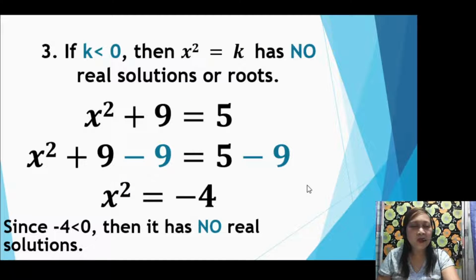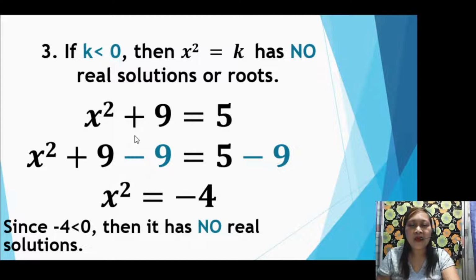Now let's proceed to our third property, which is: if k is less than 0, then x squared is equal to k has no real solutions or roots. So what are numbers less than 0, class? Can you tell me what are the numbers that are less than 0? Yes, the negative numbers. Negative 1, negative 2, and so on and so forth up to negative infinity.